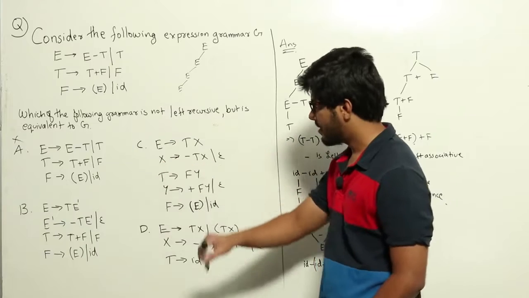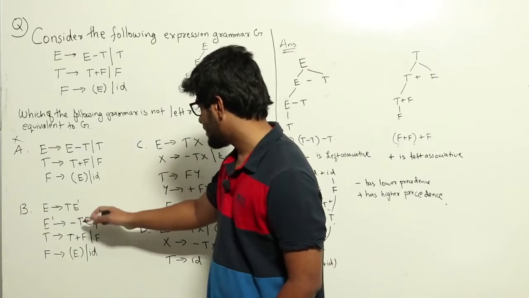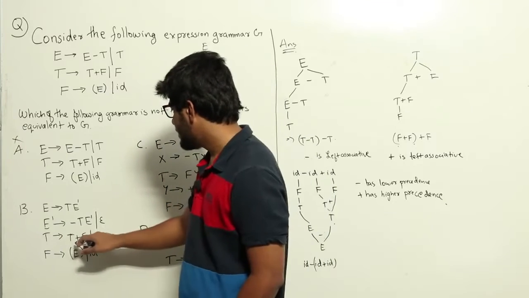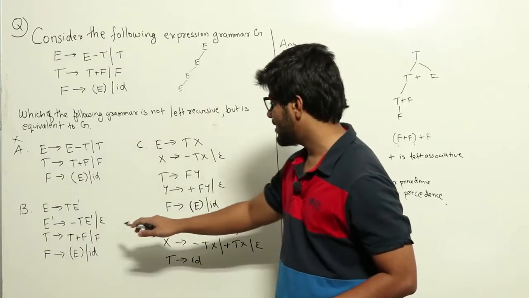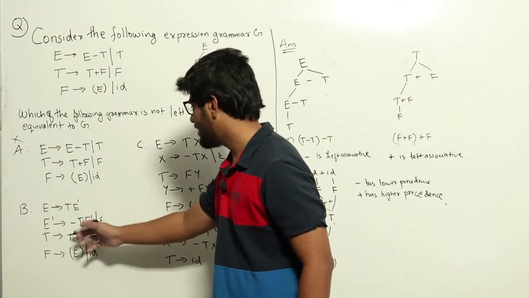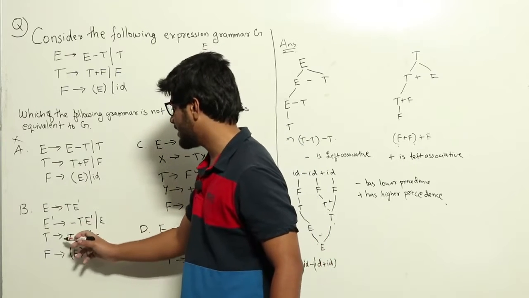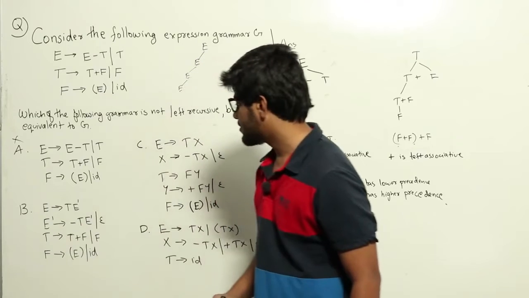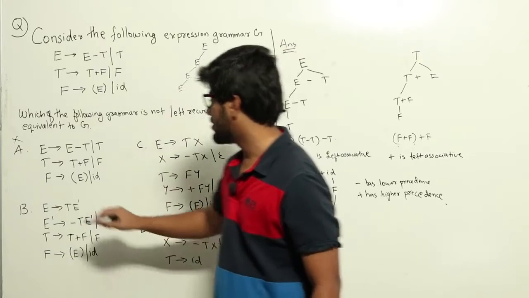If you look at B, E gives T E dash, that is fine. E dash gives minus T E dash or epsilon, that's fine. T gives T plus F or F. Now clearly T is giving T again, so this is again left recursion. T is giving T, this T can again give T, so T's will keep on appearing on the left side only. So this is also a left recursion, so this is also not the right answer.